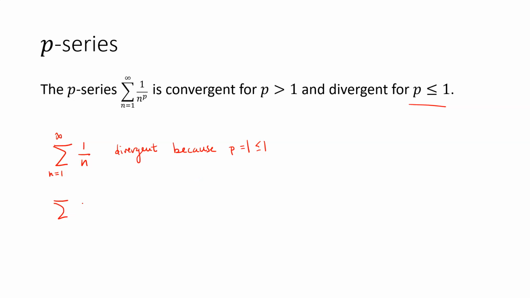On the other hand, if I have 1 over n squared, this is convergent. Here we have p equal to 2, which is greater than 1. And we can look at any p-series, right? Whatever the power is determines whether or not it's convergent or divergent.